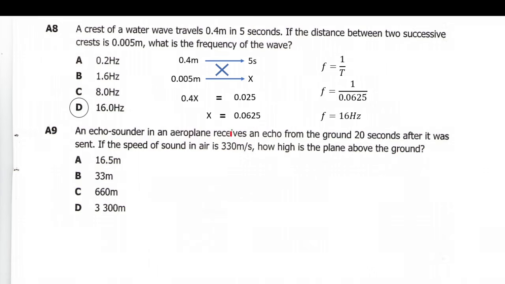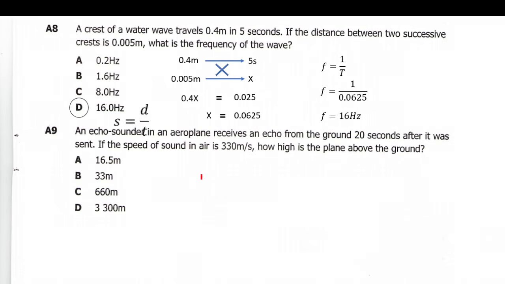So what they did, this plane sends a signal from the plane, it goes to the ground. When it goes to the ground, it comes back. They receive the echo, the sound that comes back. So the time which it takes for this echo to go and come back is 20 seconds. So they're asking us to find the distance. They are saying if the speed of sound in air is 330 meters per second, how high is the plane above the ground? So they need the distance between the ground and the plane.